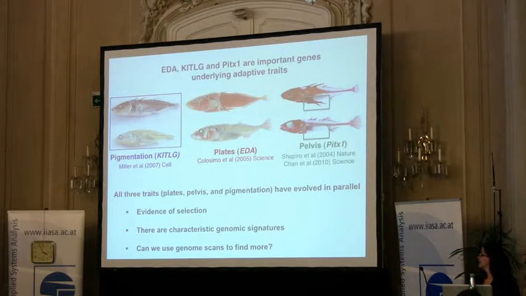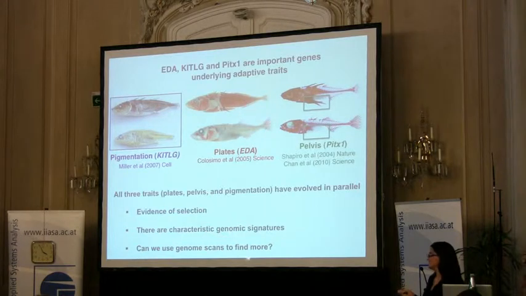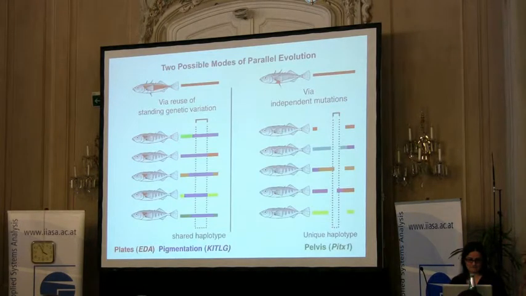They also have characteristic genomic signatures, and with the advent of next-gen technology, we're actually able to ask: can we use these genomic signatures to find other genes that exist in the genome that underlie adaptive evolution?